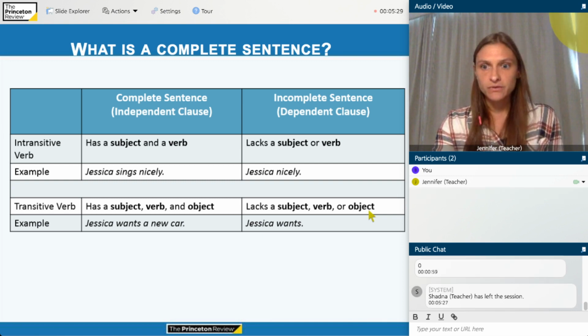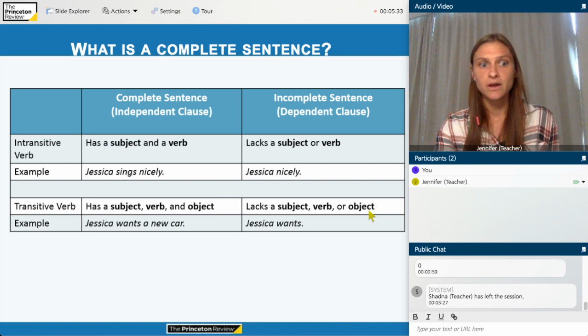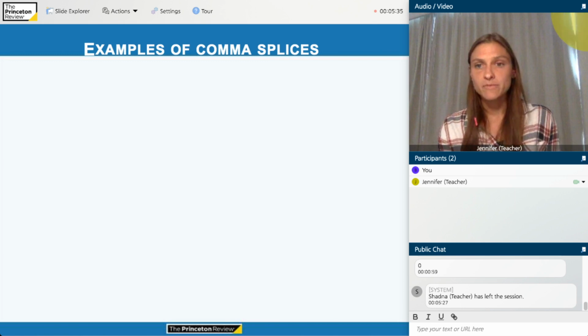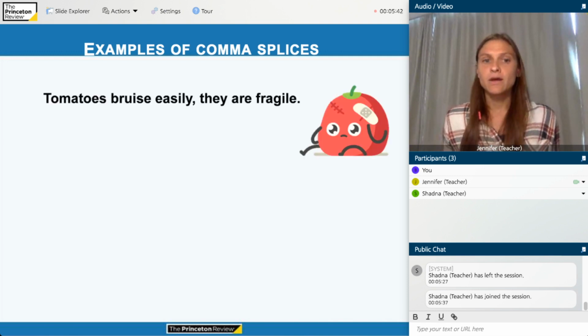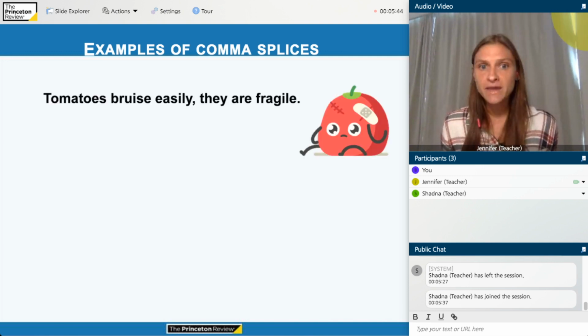So I'm going to go ahead here and move on to some examples of comma splices. So I'm talking about this comma splice, but you haven't seen one in action. So here's one. Tomatoes bruise easily. They're fragile.